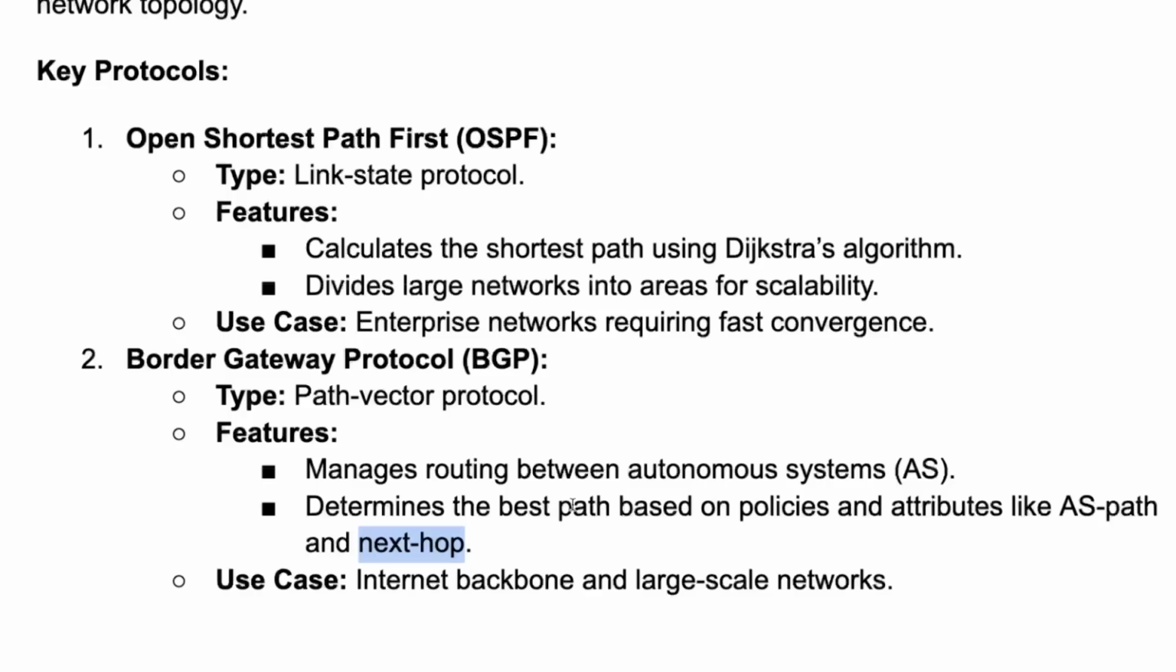So it's trying to determine the best path based on whatever the policies and attributes are, for example, the autonomous system itself or the next hop. Again, it's supposed to take the shortest path. Even in this particular case, it still should take the shortest and the fastest path. So this is what shortest path first is, and this is what border gateway protocol is.